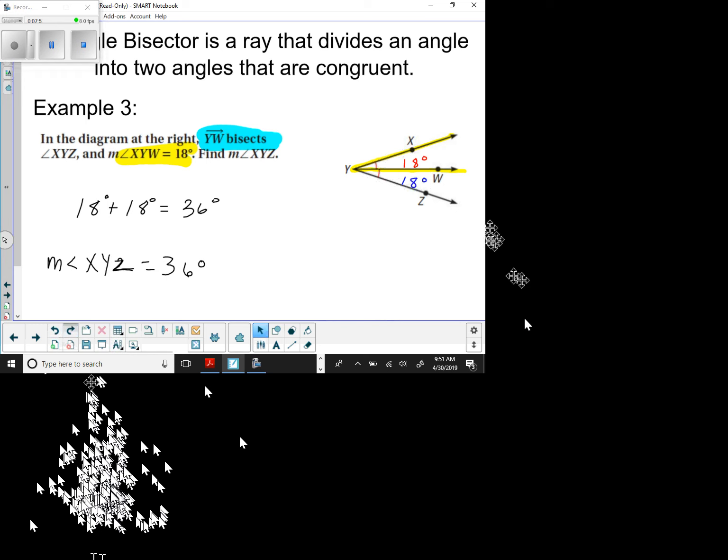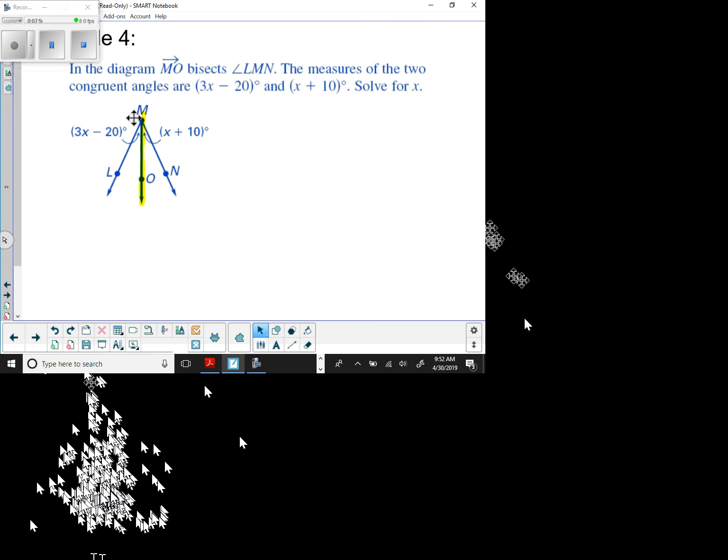All right, moving on. Example 4 in the diagram, the ray MO bisects the angle LMN. The measure of the two congruent angles are 3x minus 20 and x plus 10. Solve for x. So you know if that ray bisects that angle, it cuts it in half, right? So if it cuts it in half, both of those are equal. So you set them equal to each other. Each side is equal, so 3x minus 20 equals x plus 10. Then you just solve for x.